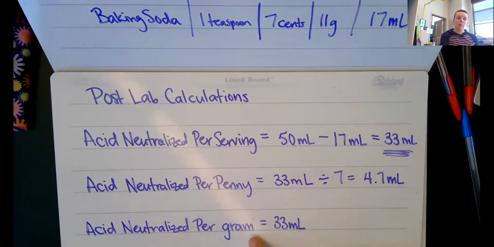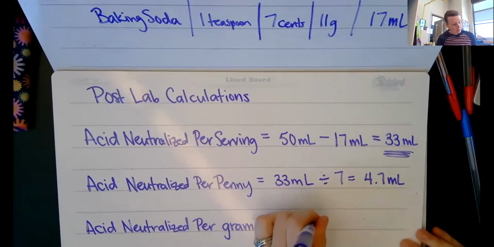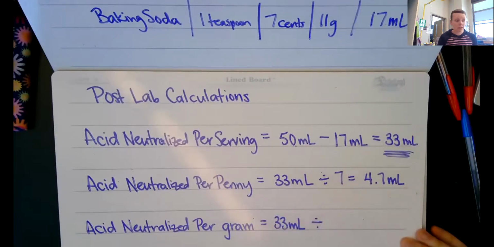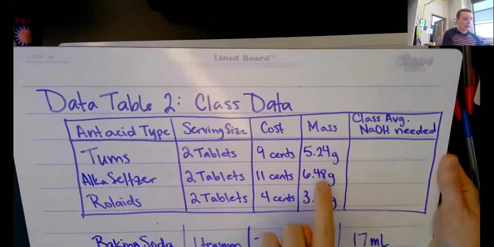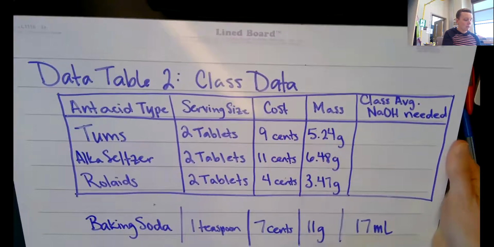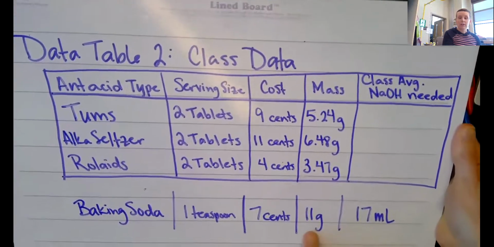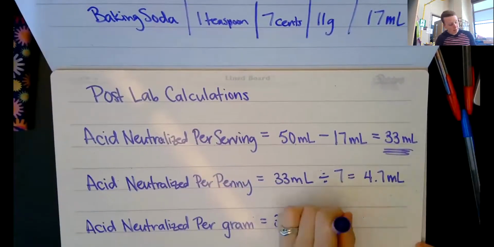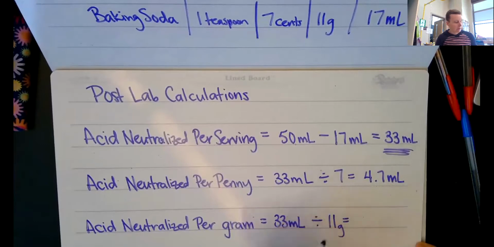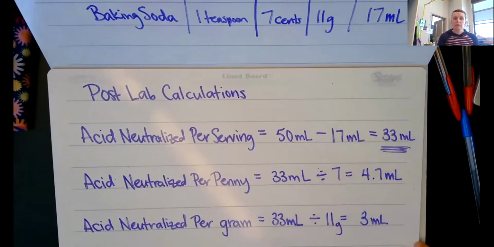I want to know how much is neutralized for every gram. So what I'm going to do is divide by the mass of the baking soda used. Looking back at this table, I have the mass of each serving written right here. My baking soda weighed 11 grams for that teaspoon of baking soda. So I divide this by 11 grams, okay? And I'm going to get 3 milliliters is neutralized for every 1 gram of baking soda consumed. 3 milliliters of acid gets neutralized. Okay, so that's how this works.